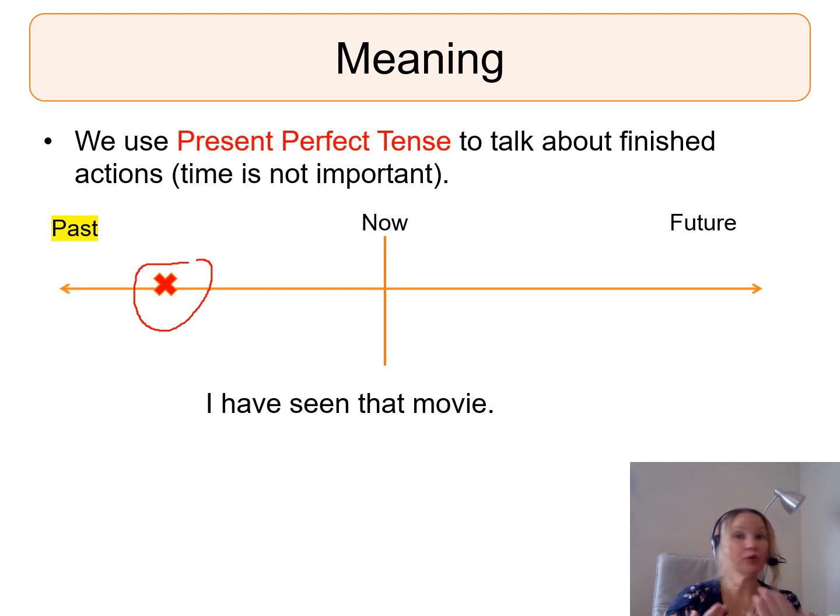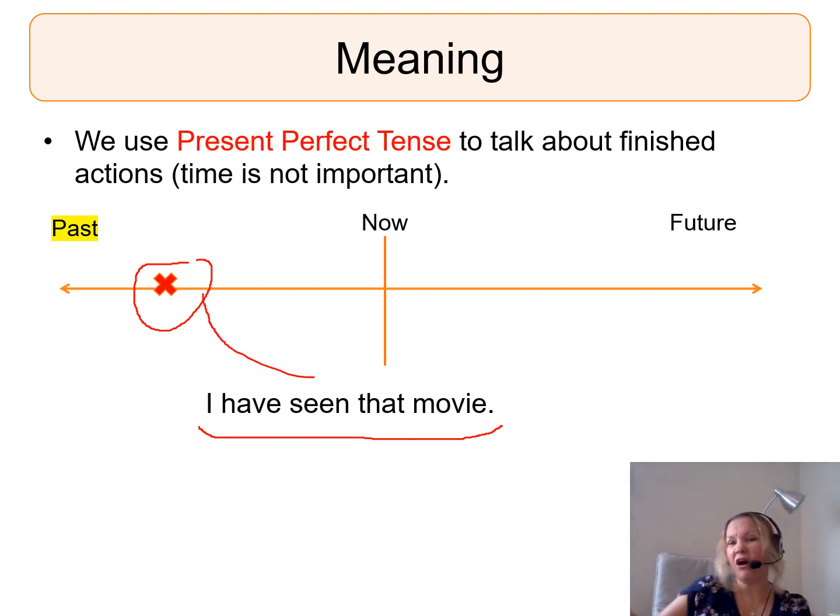I'm talking to a friend and I tell him, oh, I have seen that movie. So in the past, sometime in the past, maybe 5 years ago, 3 years ago, maybe last week sometime, I've seen that movie, but it's all finished now. But I don't want to really state the time.